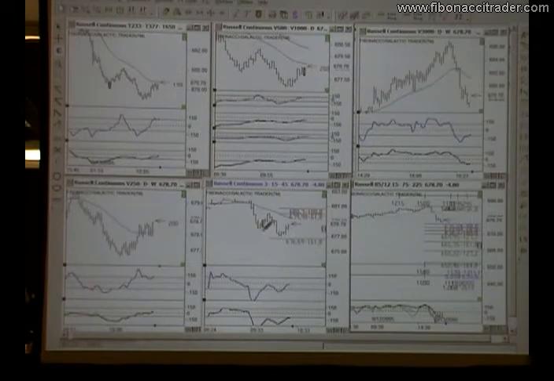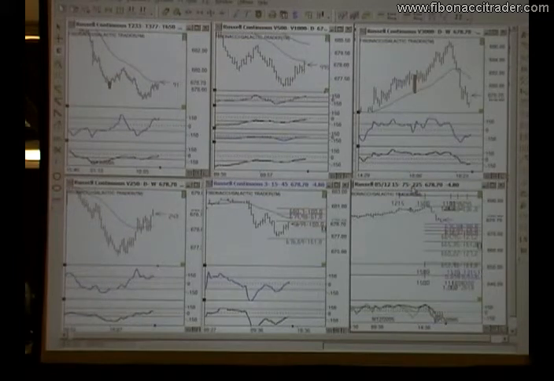Which charts are 24-hour and which charts are daily? The only chart I have that's not 24-hour at this point up there is the 15-minute, the lower right-hand side.